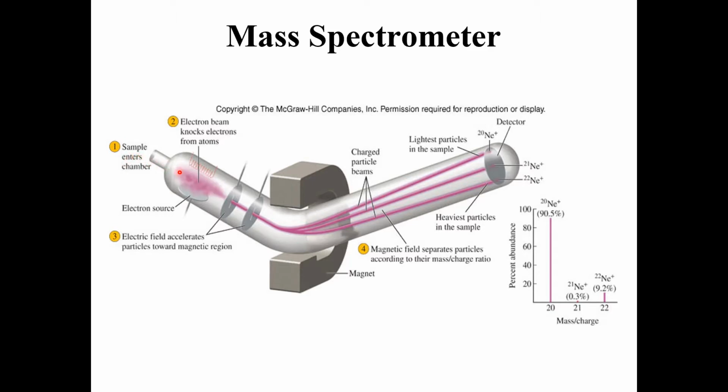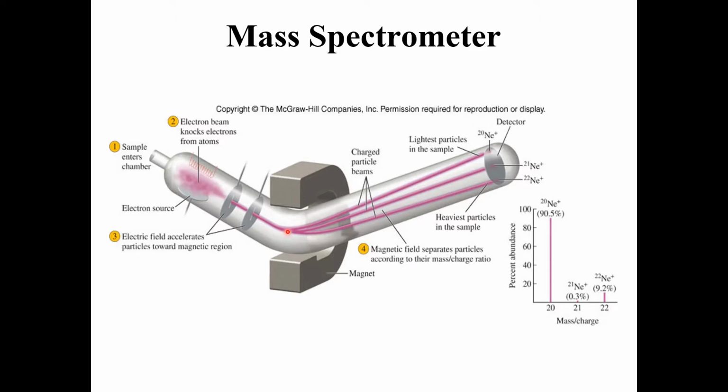As the sample enters the chamber, we knock off the electrons, so all we're left with are nuclei, that is, positively charged, and they are then passed through an electrical field which causes them to accelerate towards the region where the magnet is. Now, we know from physics that a moving charged particle will interact with a magnetic field. Now, the level of interaction is going to depend on the charge to mass ratio of these particles.